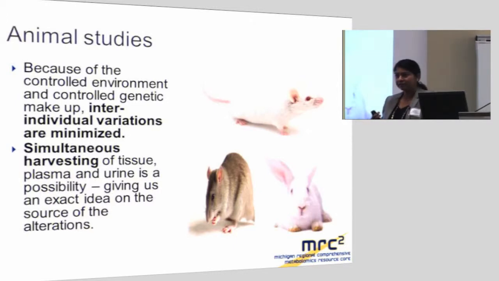Also with the animal studies, as you all know, when you sacrifice, you get tissue, blood, urine all at the same time. Therefore, you can compare the metabolic profiles between all these biological fluids, and figure out where the flux of these metabolites is happening.